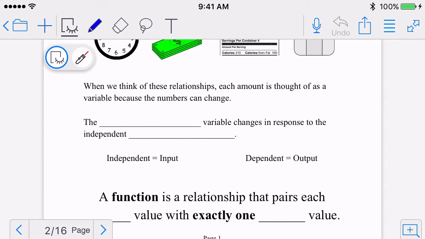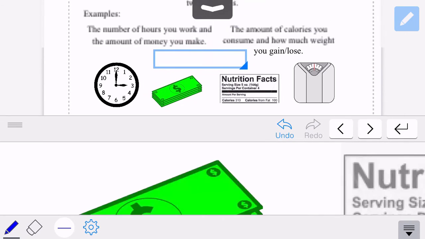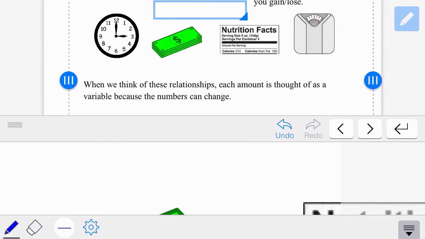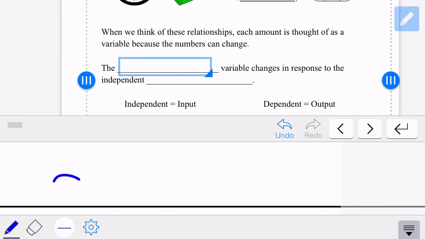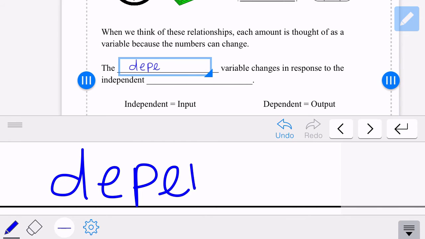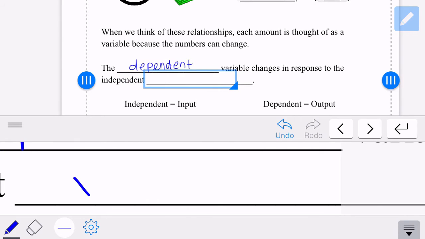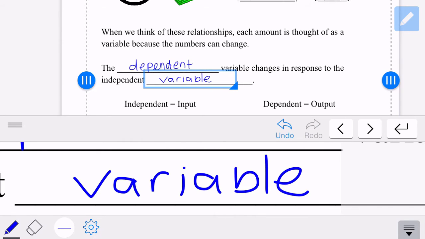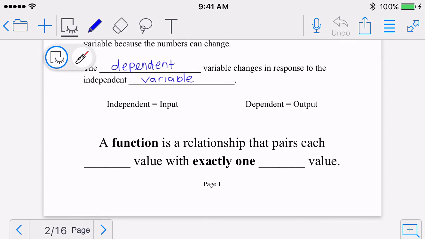We have two very important variables. What we need to remember is that the dependent variable changes in response to the independent variable. So we have independent and dependent variables, and you just have to remember that the dependent one is the one that changes based on the independent variable.